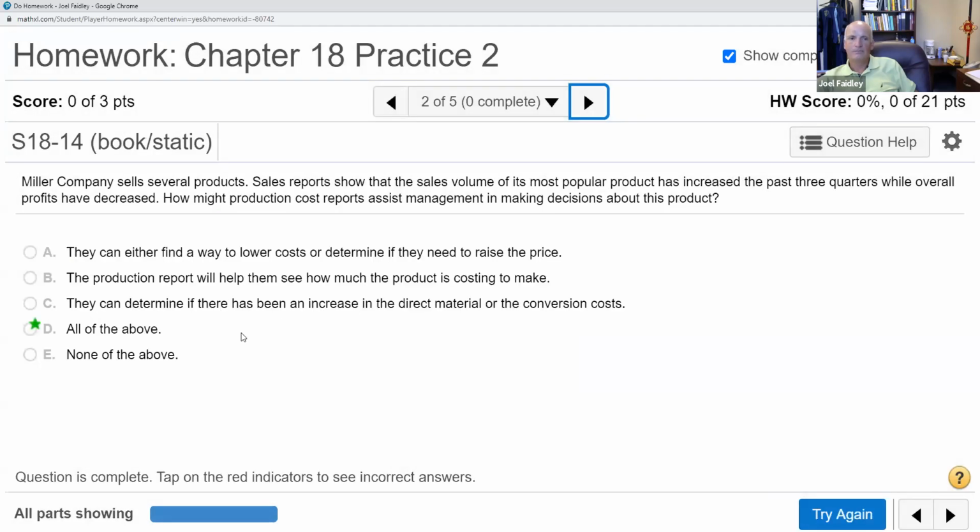Number 2, how might production cost reports assist management in making decisions about this product? All of the above. Find a way to lower costs. How much the product is costing to make. There's been an increase or decrease in direct material conversion cost. All about costing your product.